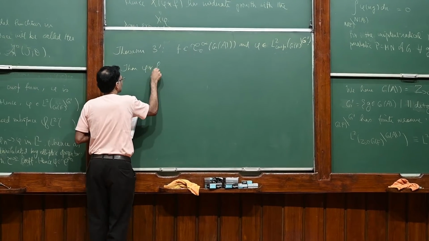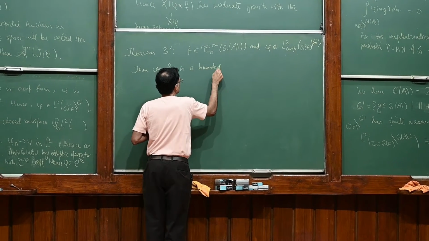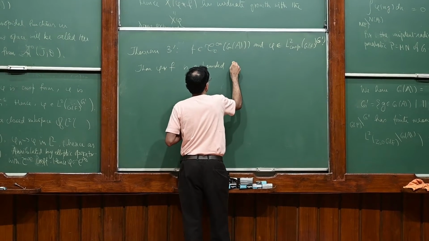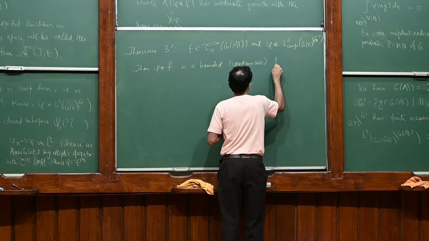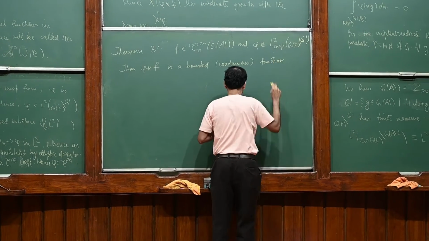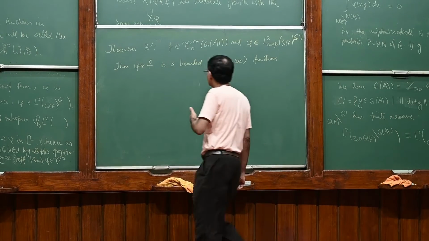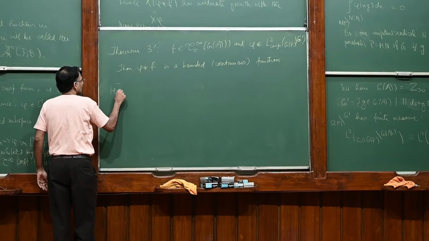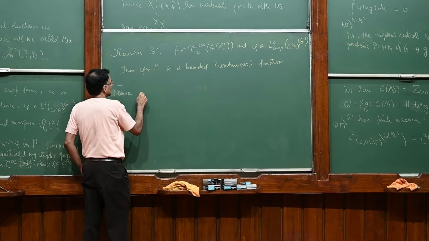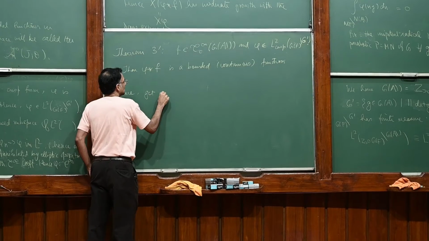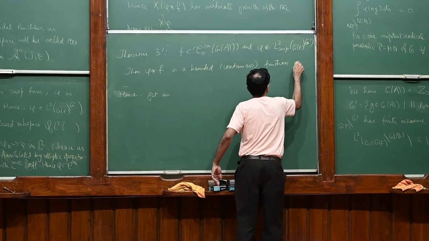phi convolution F is a bounded and of course continuous function. In fact, it's what we call a rapidly decreasing function, but we don't need that. So what this says is, if I convolve with F, my setup is the following: convolution with F gives an operator on G1.